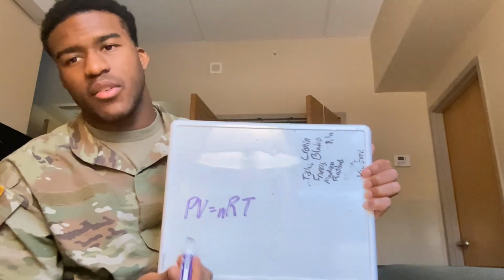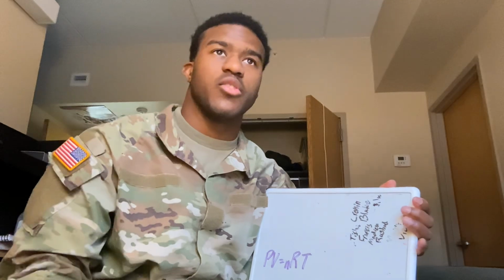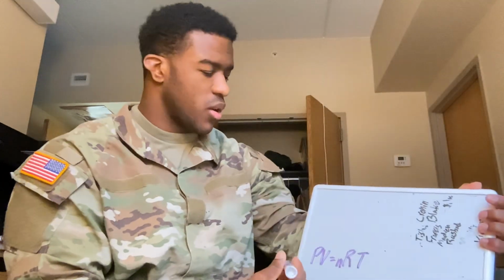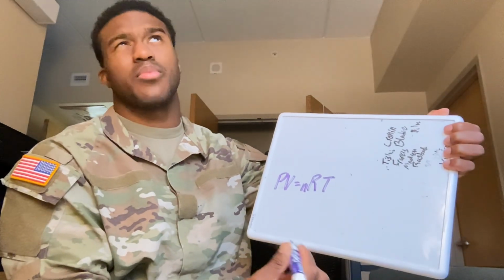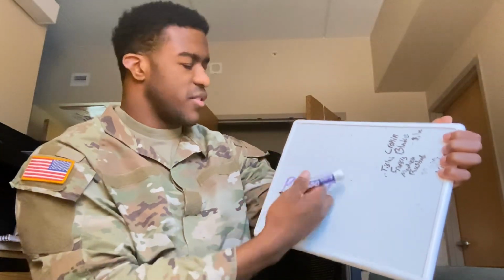And then PV equals nRT. That one's the one you want to use when you're given three values and it's asking you to find one. So you can basically manipulate this equation however you want. If it wants you to find just V and it gives you pressure and the moles, you always have the R constant, which is 0.08206, and then it gives you temperature.